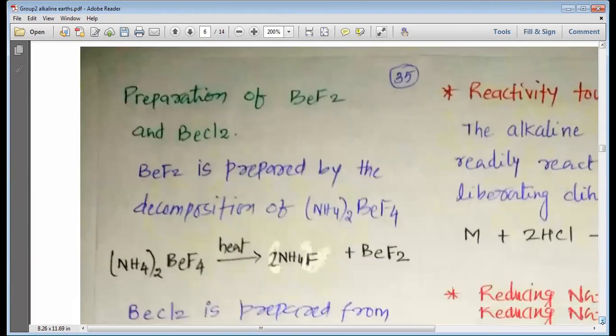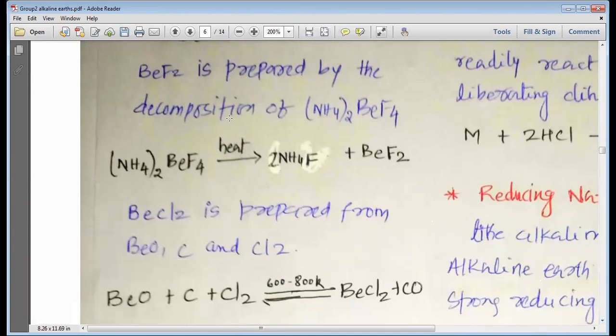Preparation of BeF2. We have seen that we can prepare the various other halides, but beryllium fluoride and beryllium chloride are not prepared in the same way. So let us see how we can prepare beryllium fluoride, BeF2. BeF2 is prepared by the decomposition of ammonium beryllium fluoride. So (NH4)2BeF4, when heated, gives 2NH4F and BeF2. So this is how, my dear students, we get BeF2 prepared.